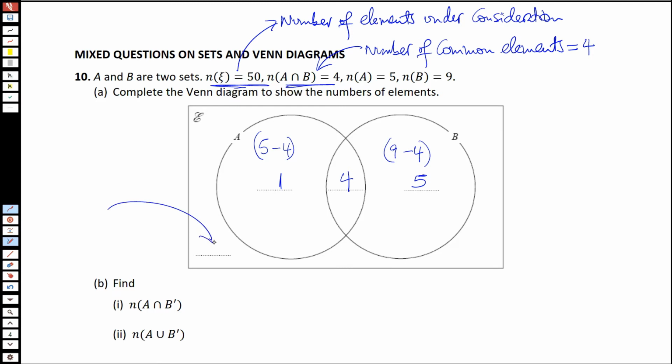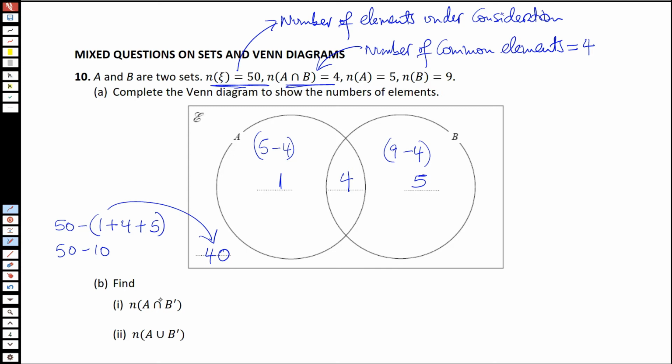And then outside, to get the number of elements left outside, that will be the total number of elements considered, which are 50, minus what is in each of these. So just A is 1, common between A and B is 4, just B is 5, and if you work this out, this is the same as 50 minus 10, which will be equal to 40. Okay, so these will be 40 elements. All right, so we can use that to answer this question.